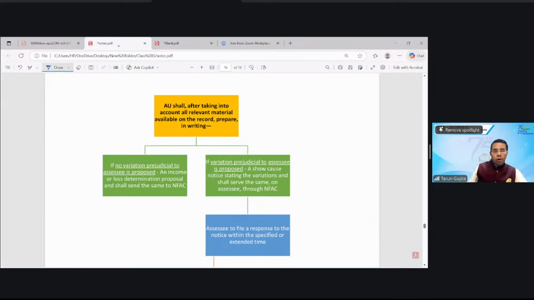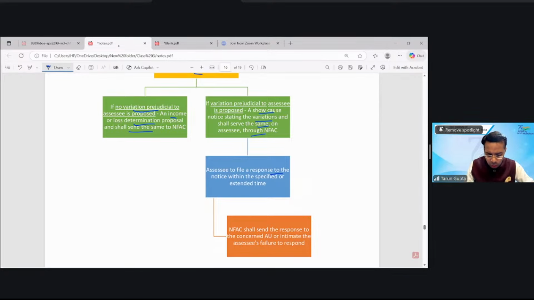So first, the draft order is made. The AU shall, after taking into account all the material on record and prepare in writing, if no variation prejudicial to the assessee is proposed, prepare an income or loss determination proposal and shall send the same to NFAC. But if he has proposed some addition, then he will prepare a show cause notice stating the variation and shall serve the same on the assessee through NFAC.